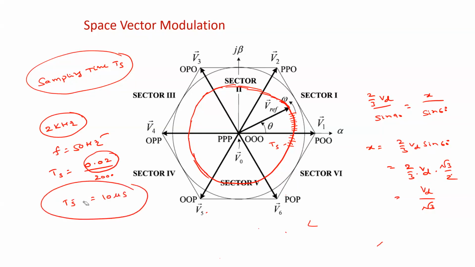So if you want a frequency of operation of 2 kilohertz, what we have to do is divide this circle into 2000 parts, and the width of each one is equal to 10 microseconds. This is how we define the frequency of the inverter, right?